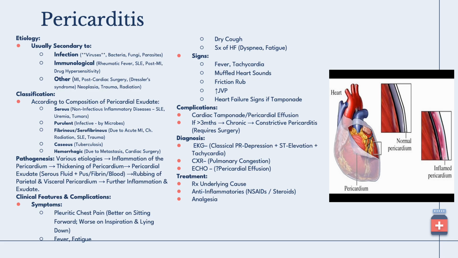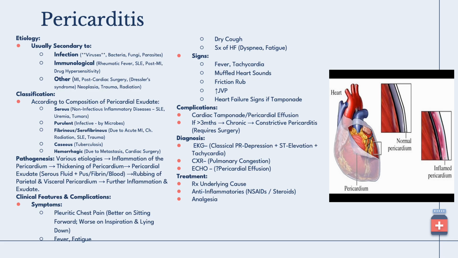They may have symptoms of heart failure such as shortness of breath and fatigue. Our signs are going to be fever, tachycardia, muffled heart sounds. We may hear a friction rub, increased JVP, and there may be heart failure signs if there's any tamponade that could be present. Complications are going to be cardiac tamponade, pleural and pericardial effusion, and if the pericarditis lasts more than 3 months, we can have chronic or constrictive pericarditis that's going to require surgery.